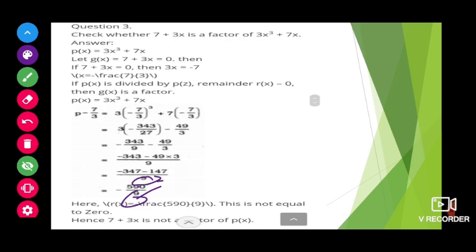So what is the remainder we got? Minus 490 by 9. If the remainder is this much, is the given expression a factor of this? No, children, because if it is a factor of that expression, then it should leave the remainder as 0. But it is leaving some other remainder, so it is not a factor of that expression.